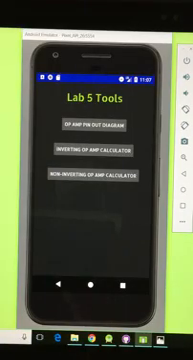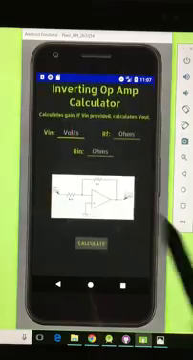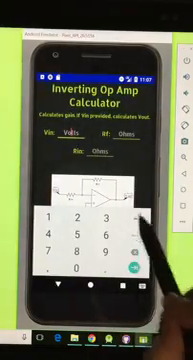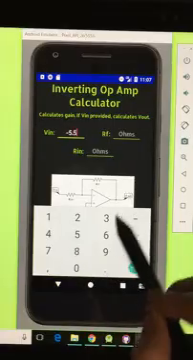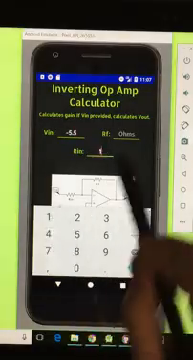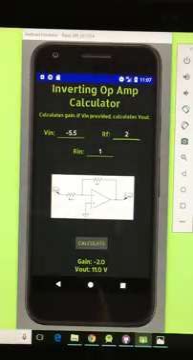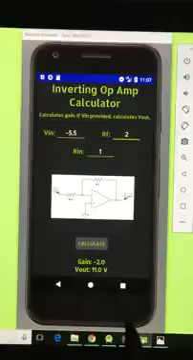Lab 5, the new tool here is an inverting op-amp calculator. Here we will do a demonstration, so we can put in a negative voltage, 5.5. V in here can be 1, and RF can be 2. And as you can see, it calculates both gain and V out because we included V in here.